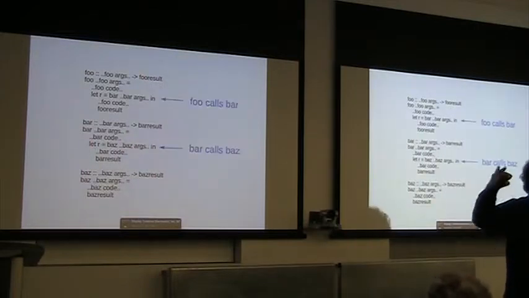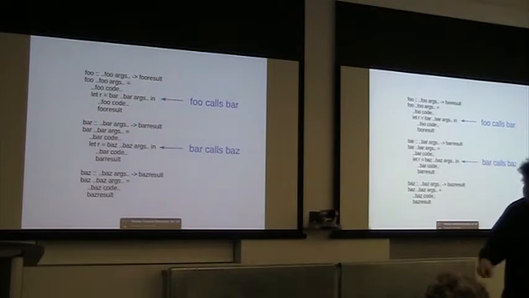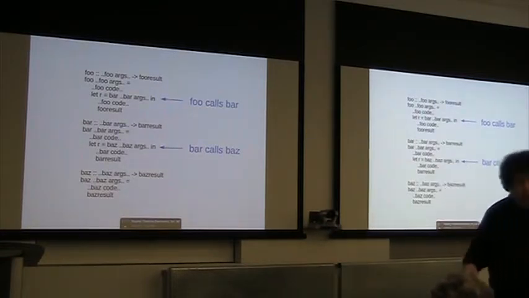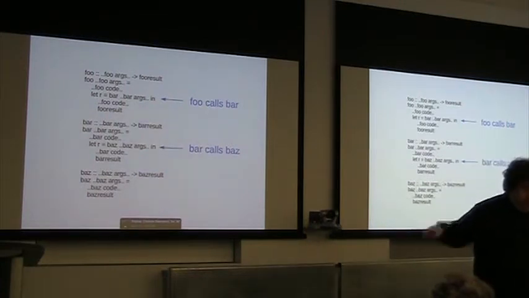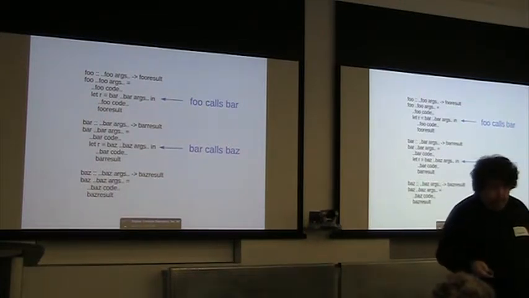And in the middle of foo, foo calls bar. Bar takes some set of arguments. In the middle of bar, it calls baz. So we have a stack of functions here. Foo calls bar calls baz. That's the important thing I want you to understand here. We have layers of functions here calling each other.